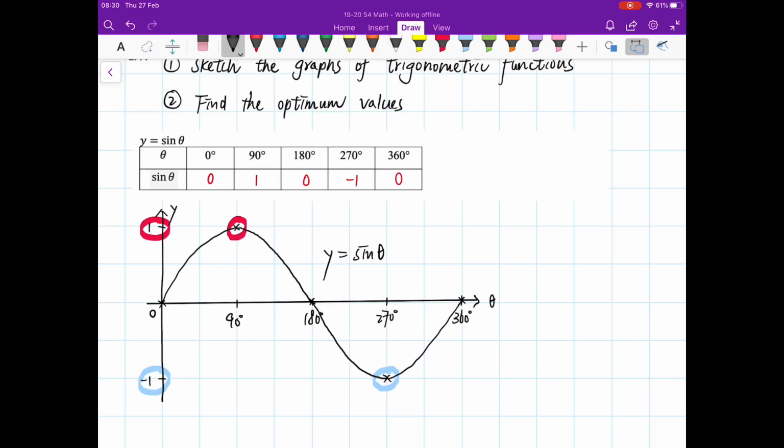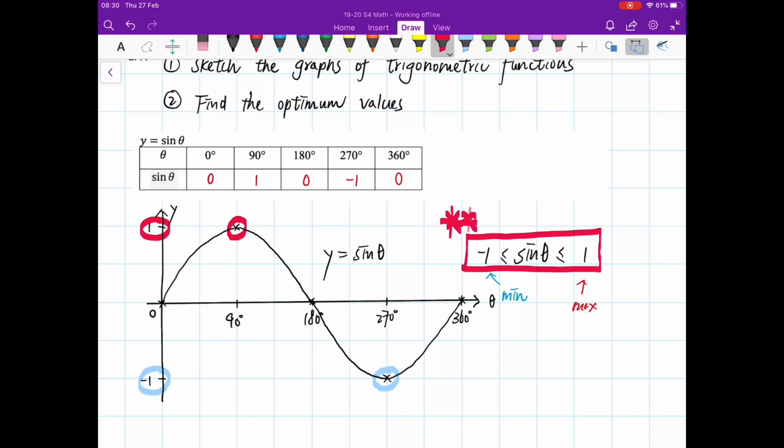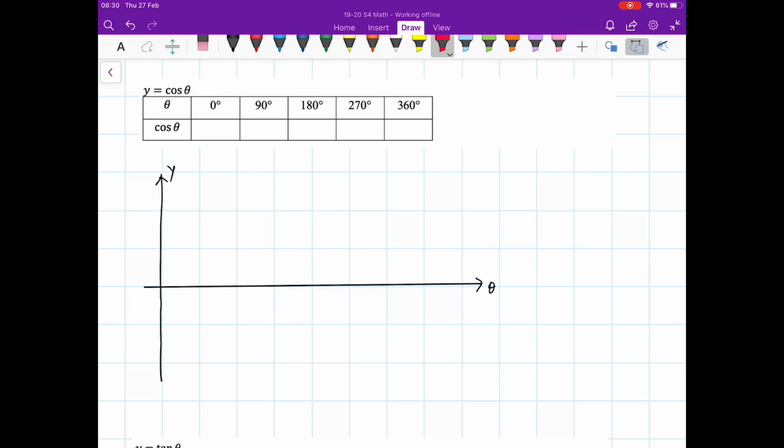So therefore, we can draw the conclusion that no matter what the angle is, the value of sine theta must be between -1 and 1. And they are representing the maximum point and the minimum point. Okay, so it is an important piece of information. So please put 2 stars for it. Then we will do the same for y equals cosine theta.